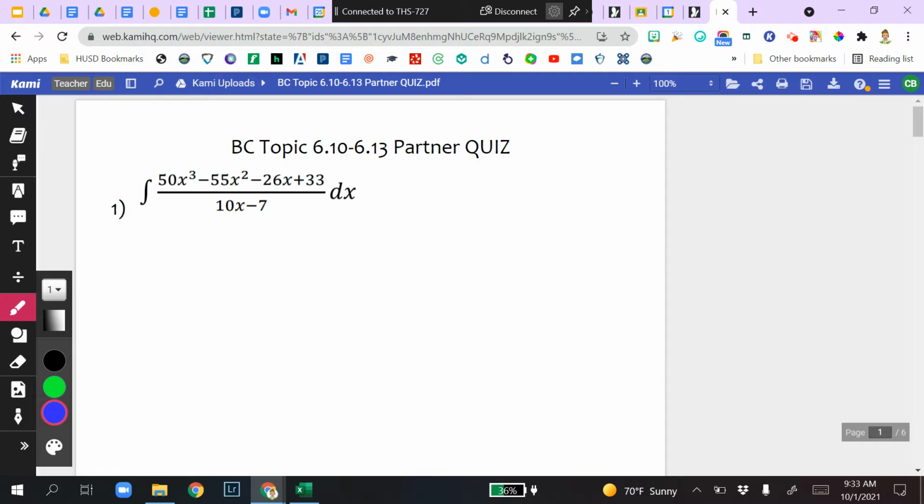So first, if it's multiple choice, check your answers. If there's one natural log, try long division. If there's multiple natural logs, it's probably partial fractions, okay? And then again, higher exponent on the top, then use long division. So that's where we're going to start. Let's do some long division. All right, so we've got 50x cubed minus 55x squared minus 26x plus 33.